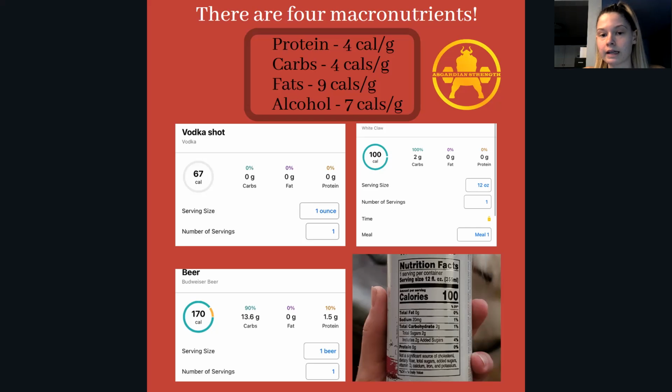So when you're tracking, most of the time it won't show up as any macros, it will just have total calories. And then for mixed drinks and for beer and cocktails and everything like that, it will state the carbohydrates that are in it and then leave you with the rest of calories that are going towards alcohol.